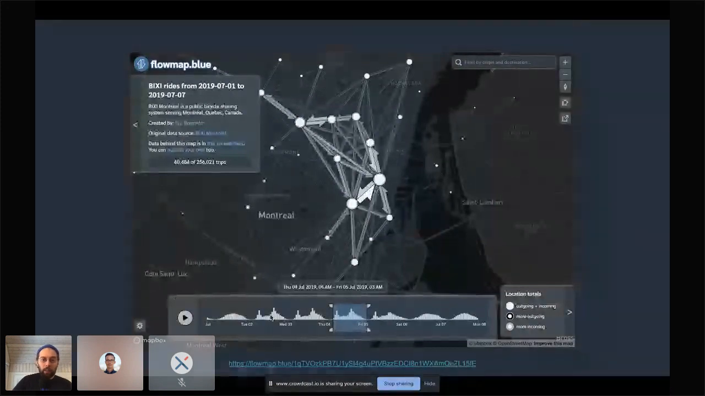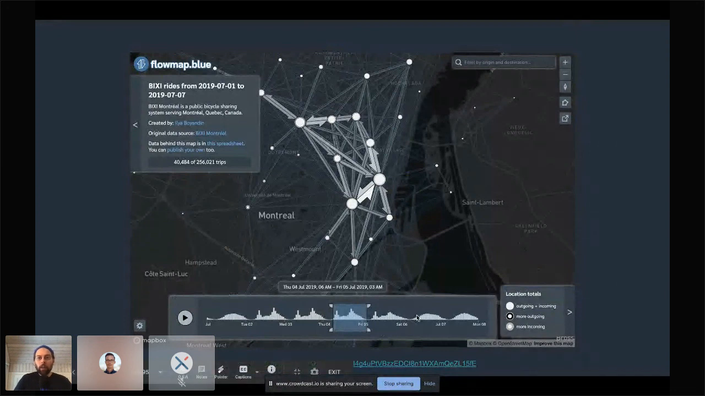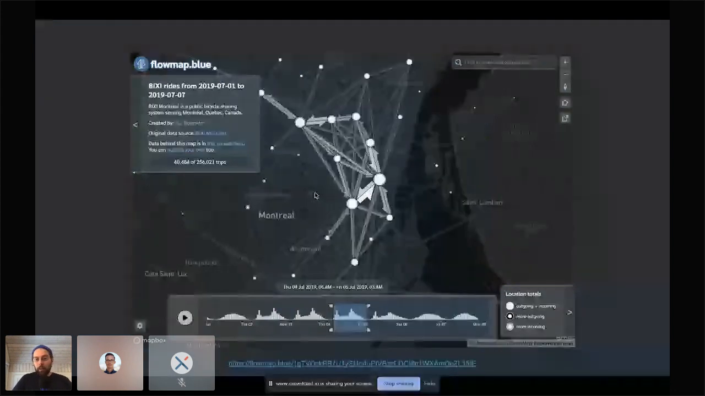Recently, I added timeline functionality. Now the data can be filtered by time. And here you see bike sharing data from Montreal, and then it can be filtered by time.